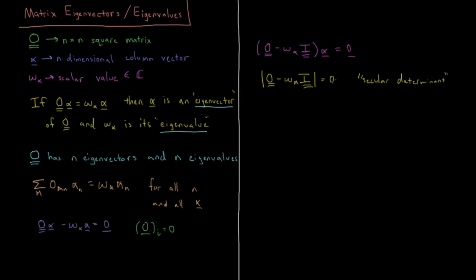When a determinant equals 0, remember that the determinant of your inverse is 1 over your determinant, so the determinant of your inverse is going to be infinity here. So we're looking for the particular values of omega where this matrix O minus omega I does not have an inverse. That's going to allow us to solve for omega, and once we solve for omega, then we can solve for alpha as well.